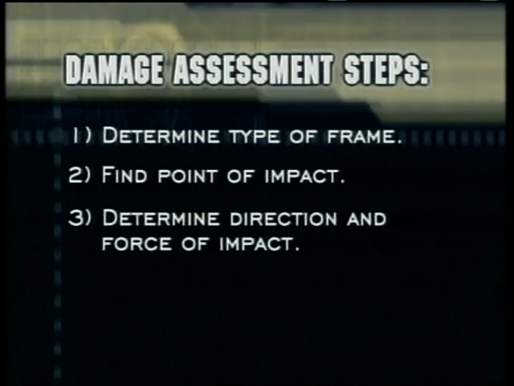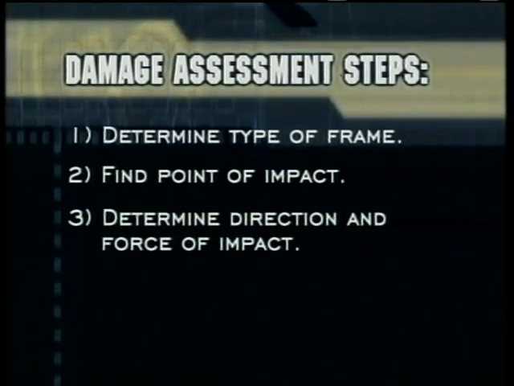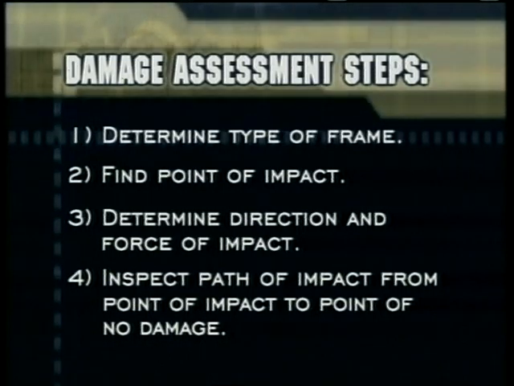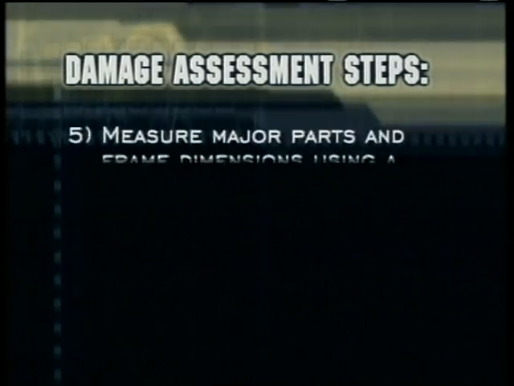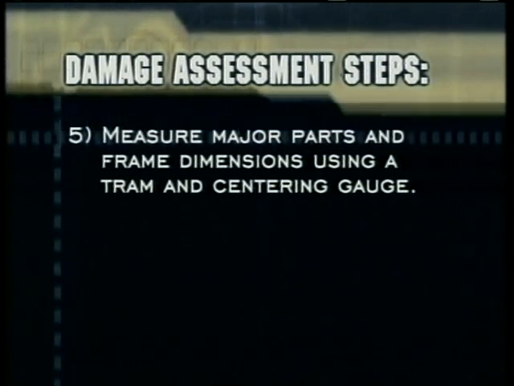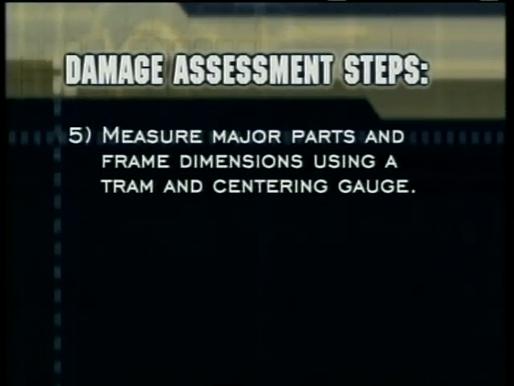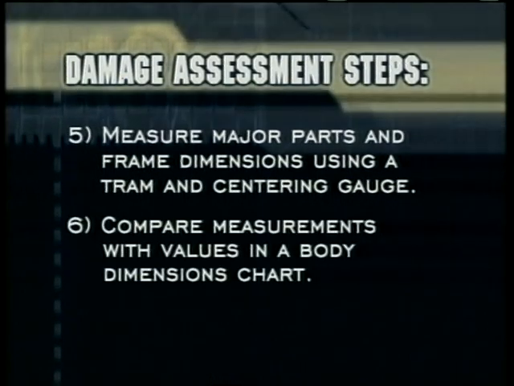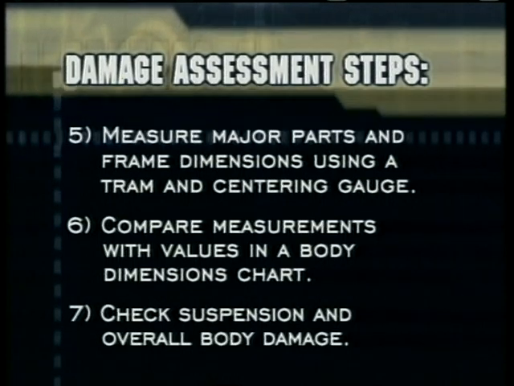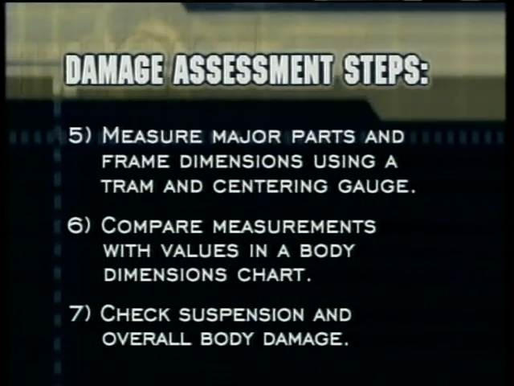Well, first, determine what type of frame construction the vehicle has. Find the point of impact. Determine the direction and force of impact. Inspect the damage to the parts along the path of impact to a point where there's no longer any evidence of damage. Measure the vehicle's major parts and dimensions using a tram and centering gauge. We'll take a closer look at these tools in a moment. Compare the actual measurements with values in a body dimensions chart. And check the suspension and overall body damage with the proper fixtures.